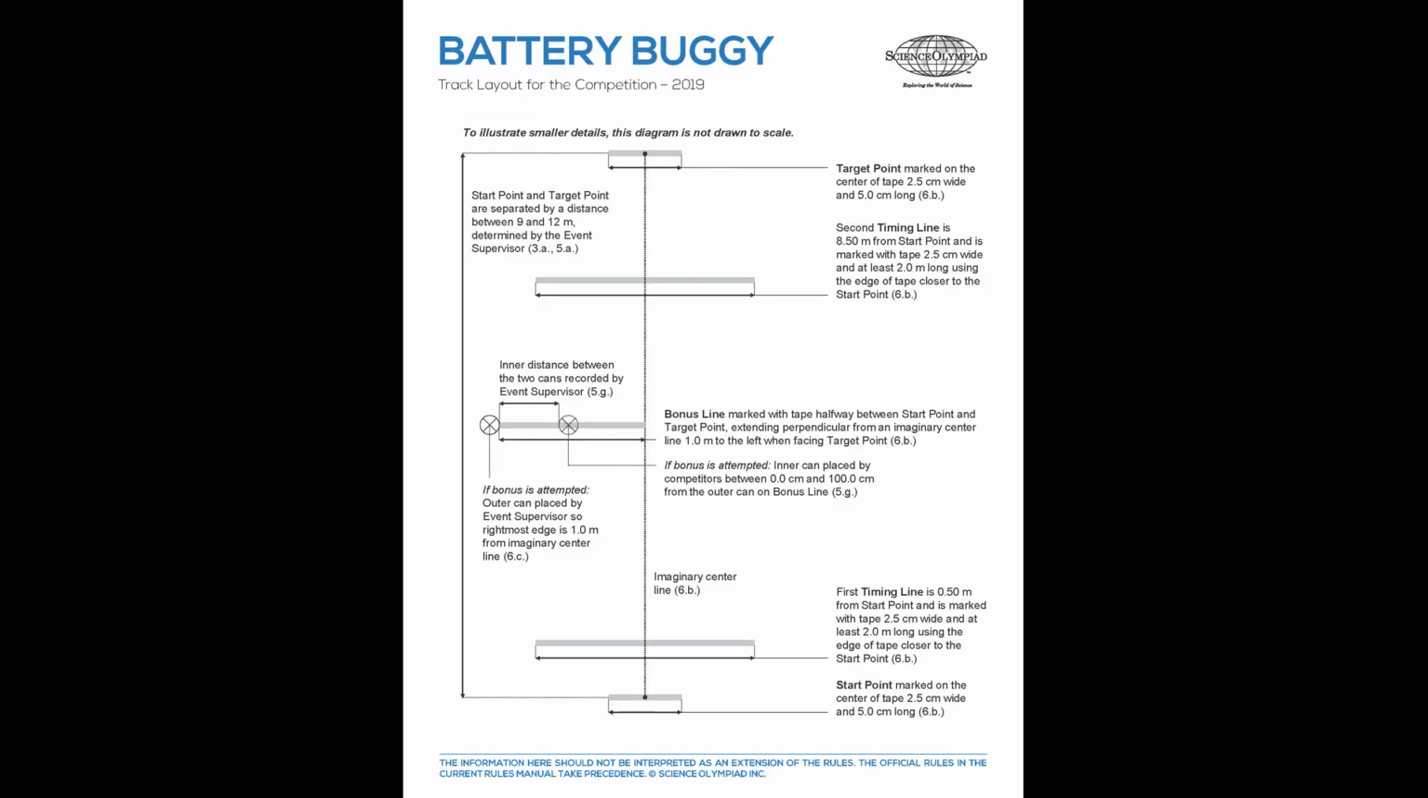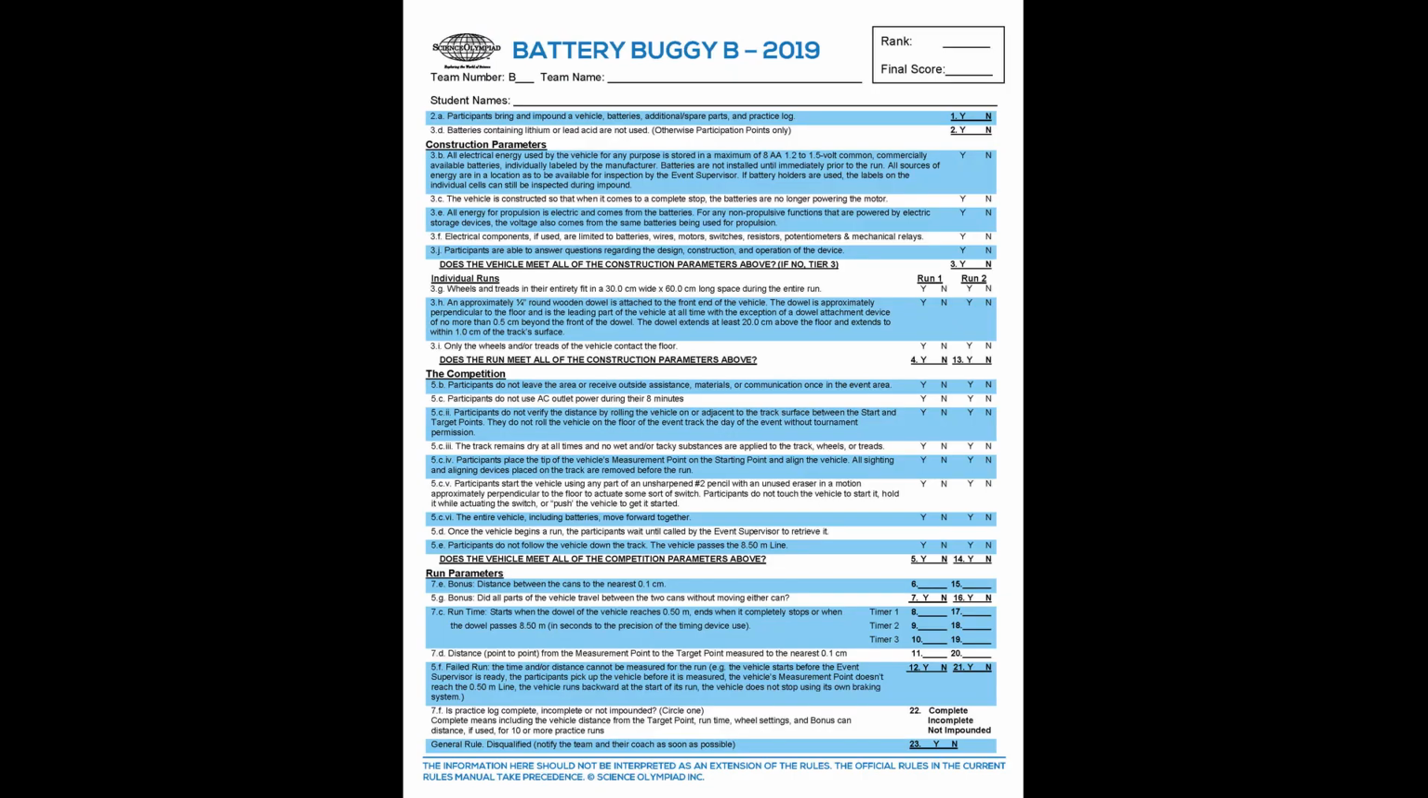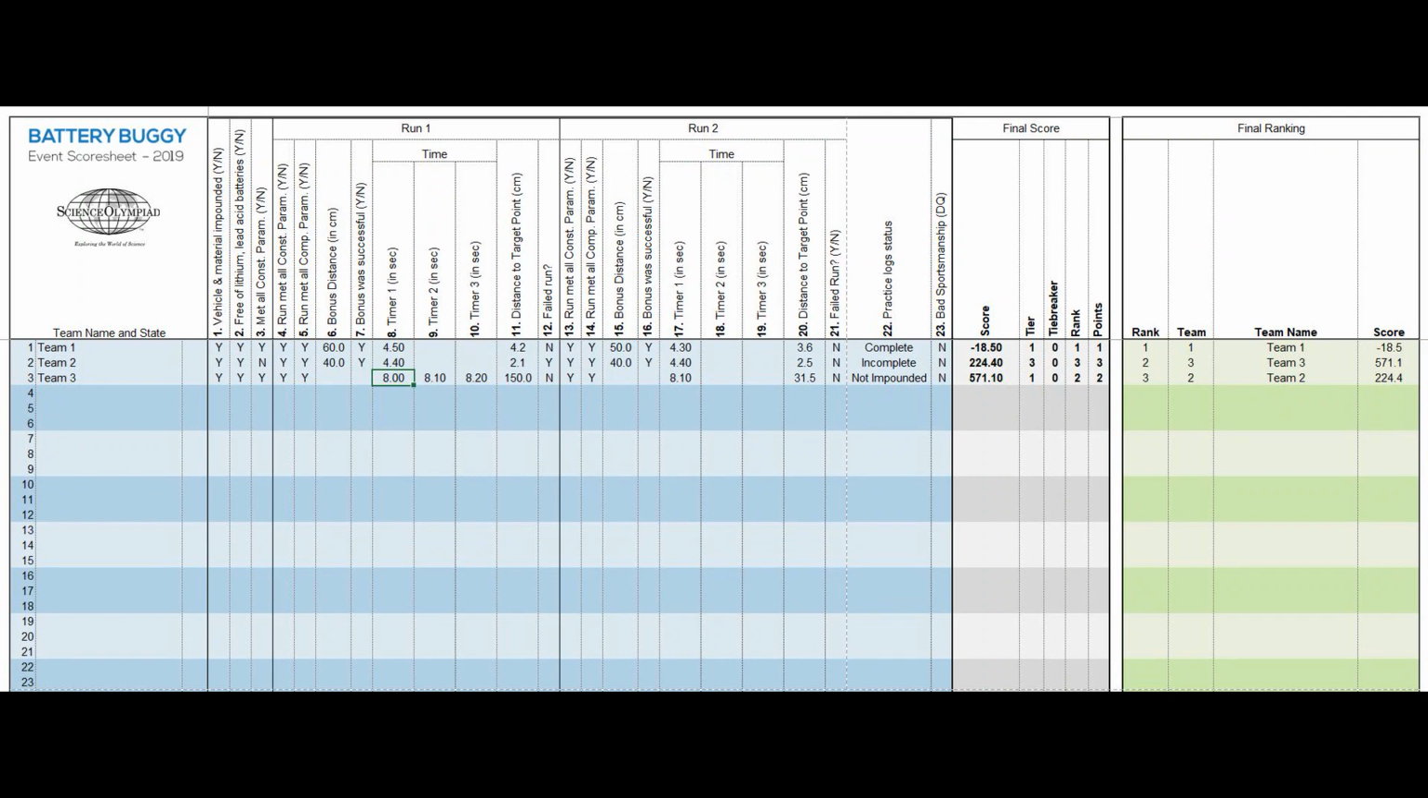Next is the 2019 track layout, which you will need to set up the event. You will need to print out a number of copies of the team checklist so that you have one for each team at your event. And finally, you will need to download the most recent Battery Buggy event score sheet, an Excel file you will use for scoring the event.